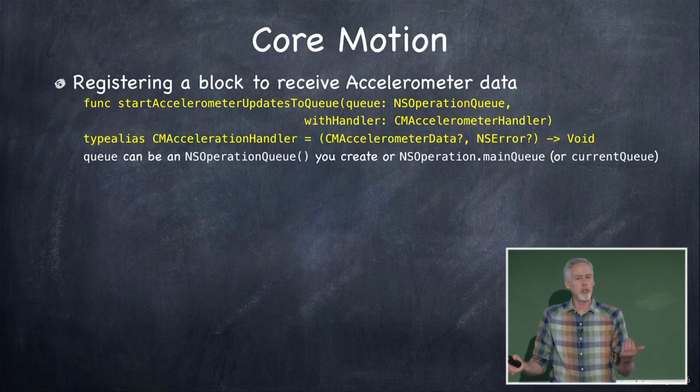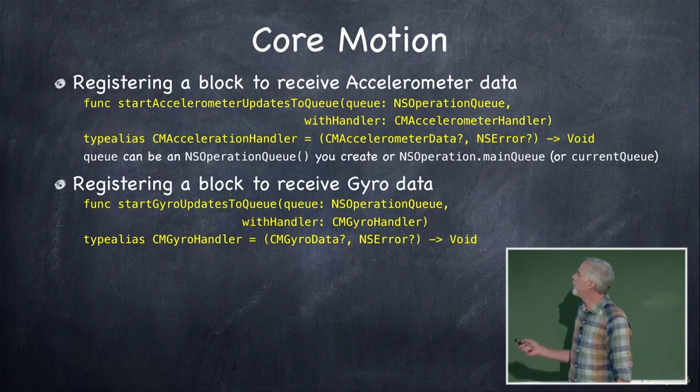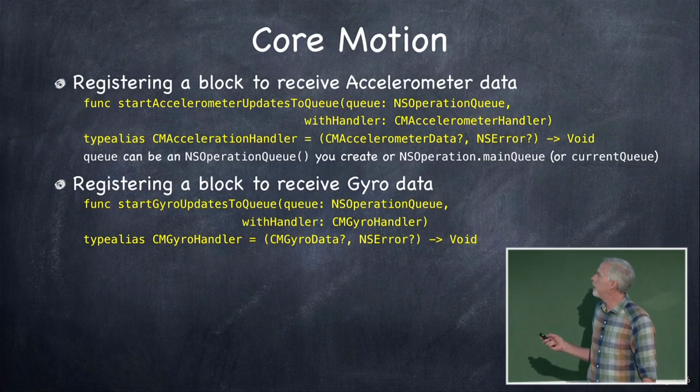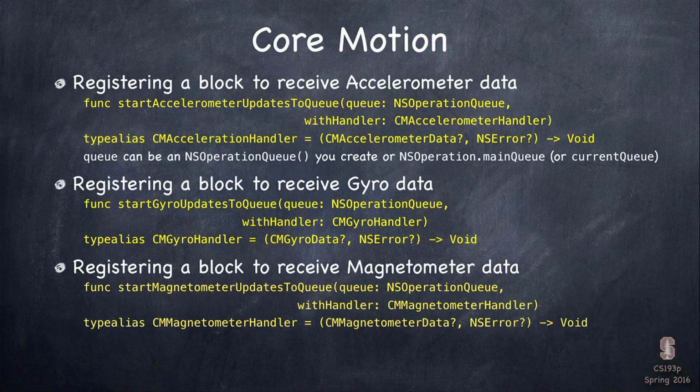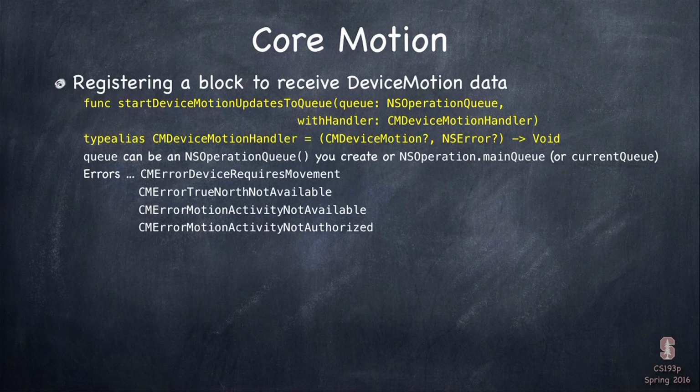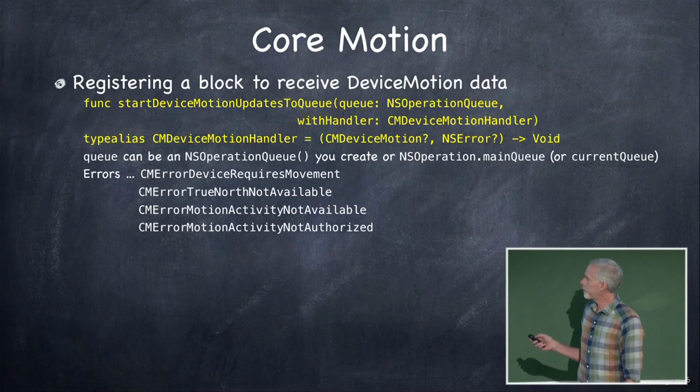And inside that closure, you can do anything you want with the accelerometer data. Similar with the gyro: start gyro updates to queue, and you're going to get the gyro data. Start magnetometer updates to queue, and you're going to get the magnetometer data. And, of course, start device motion updates to queue, and you get the CMDeviceMotion. That's the thing that has vars like gravity and attitude for the roll, pitch, and yaw, that kind of stuff.